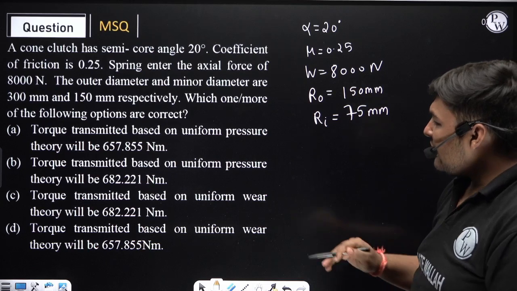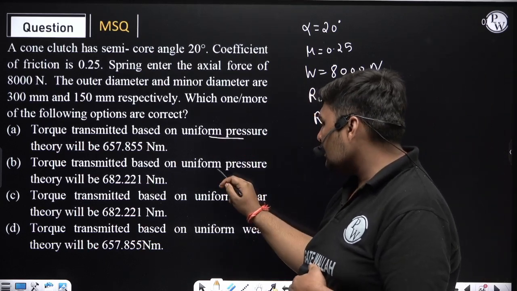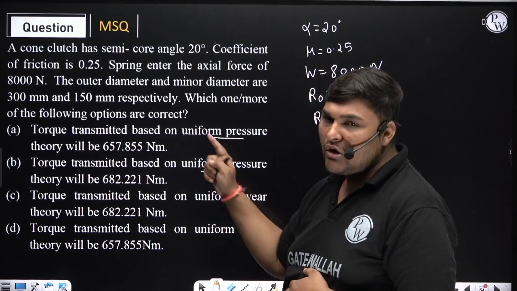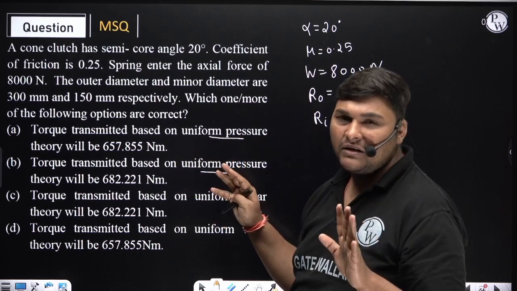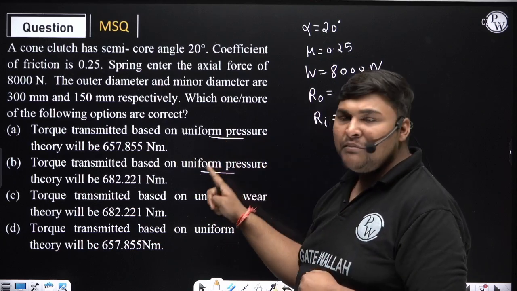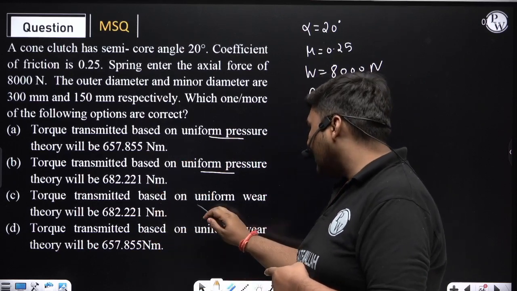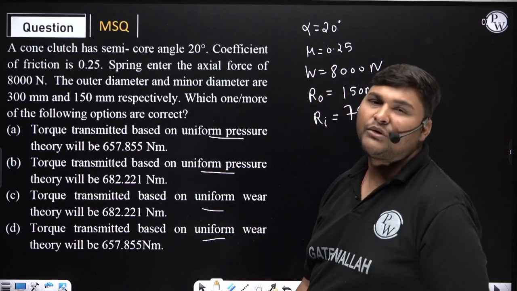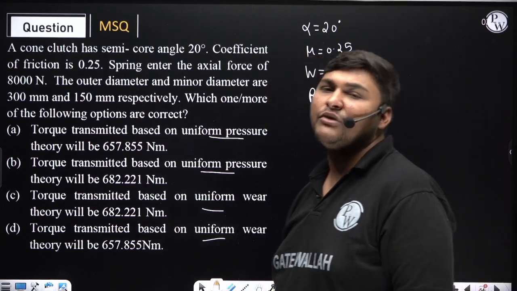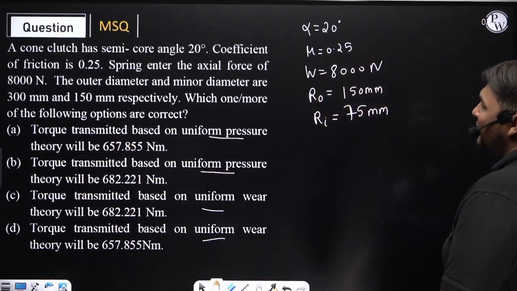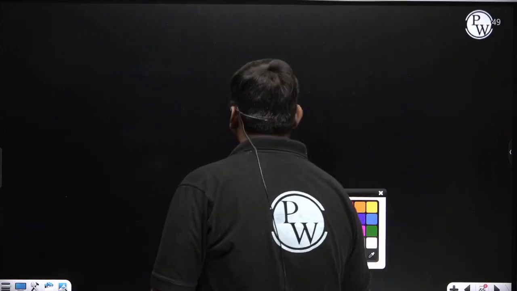Option A is asking torque transmitted by uniform pressure theory. Option B is also uniform pressure theory. So out of A and B, either A will be correct or B will be correct, or both will be incorrect. Similarly, in options C and D, the examiner is asking torque transmitted by uniform wear theory. Ultimately we have to calculate torque transmitted by both, first by uniform pressure theory, then by uniform wear theory. So first I am calculating torque transmitted by this cone clutch by uniform pressure theory.